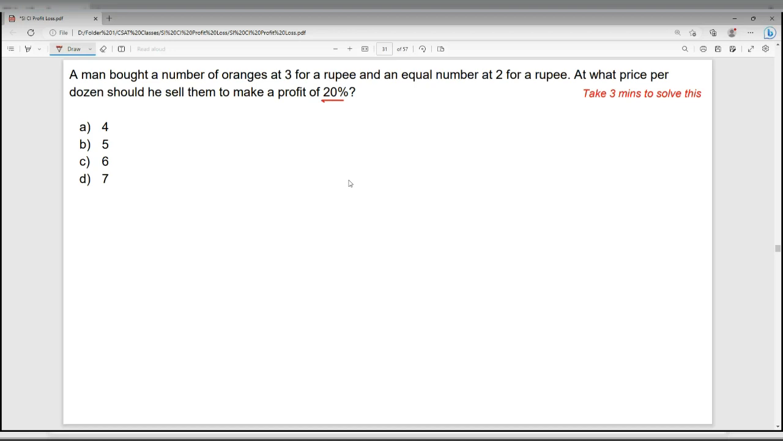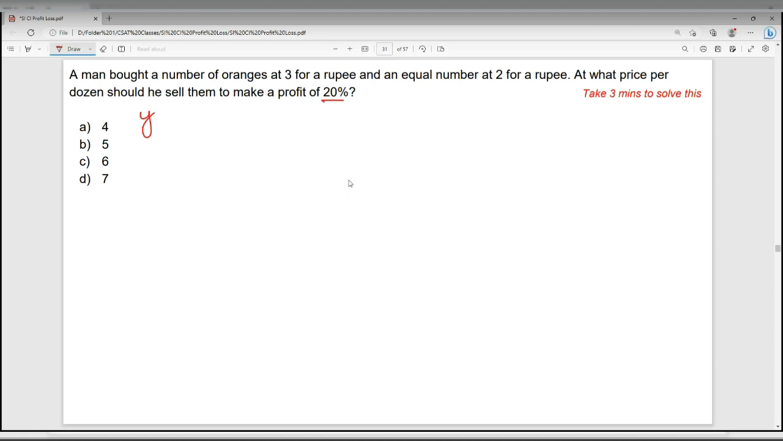First he has bought it at 3 for 1 rupee. He has bought 3 oranges, and then he has bought an equal number of oranges, in that case, 2 for a rupee. So let's assume that the number of oranges that he has got is, let's take it as y. So he has bought y oranges.